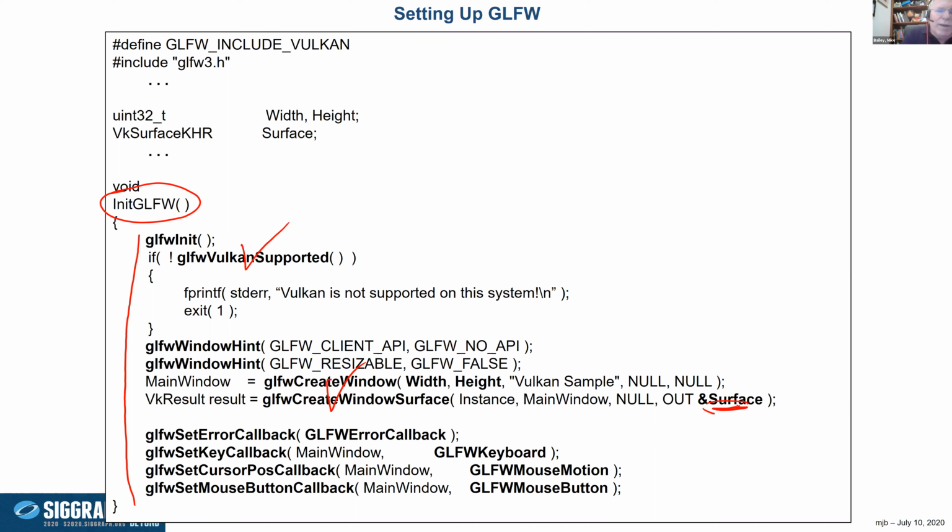We're going to set callbacks. So when you hit a key on the keyboard, here's a function to call. When you move the mouse, here's a function to call. When a mouse button goes up and down, there's a function to call. So this is sort of the minimal amount of stuff that needs to be set up for a graphics window and the input devices.